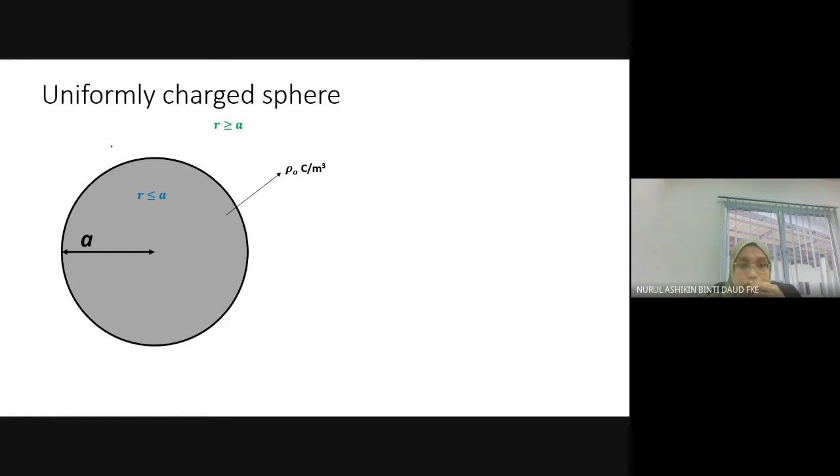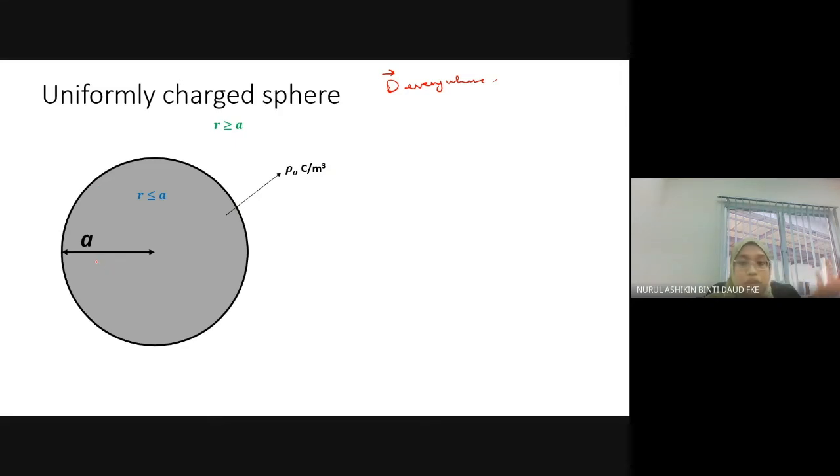Okay, so now let's proceed with another charge distribution, which is a uniformly charged sphere. In this case, I have a sphere which I draw in 2D. This sphere has a radius of a, and the charge density is rho naught coulomb per meter cubed. What you need to do is determine D everywhere in this particular shape.